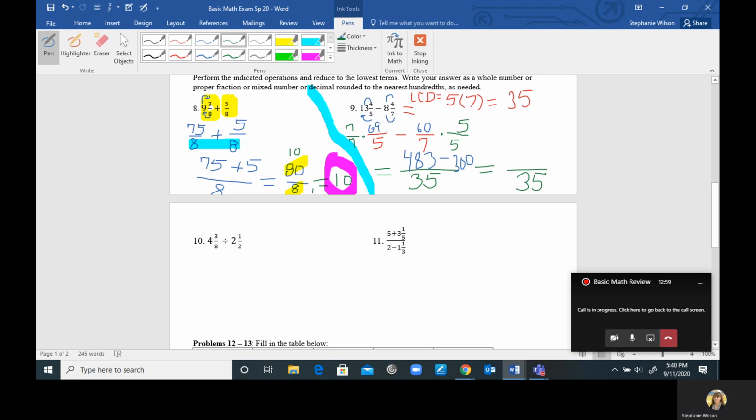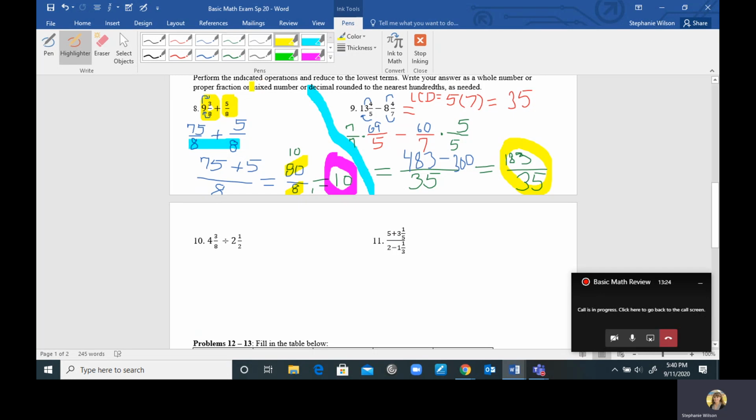So we got 483 minus 300 leaves me with 183. And since 483 is larger than that 300, we have a positive answer. Messy writing. So this is an improper fraction, right? If I asked you to leave it as an improper, then this would be it.